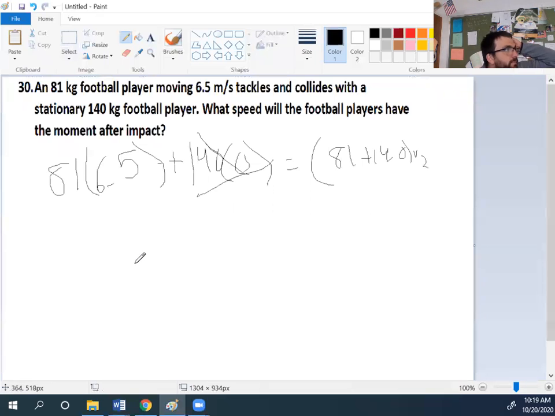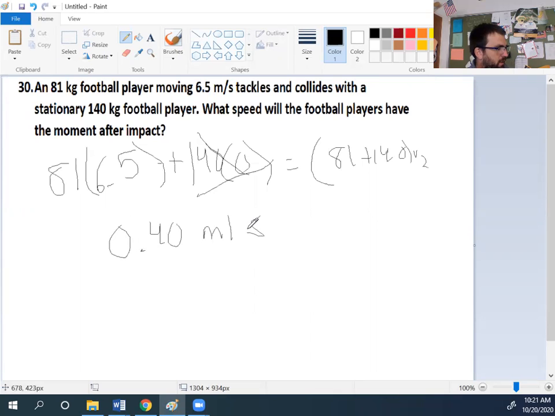So somebody tell me the answer. The whole answer, okay? All right, what's your answer? I got 0.40 meters per second. Is that what other people got?